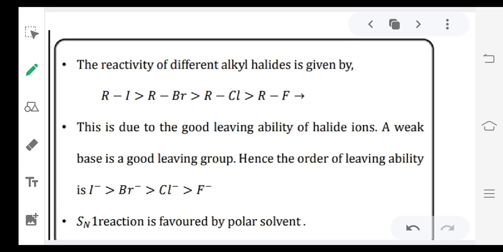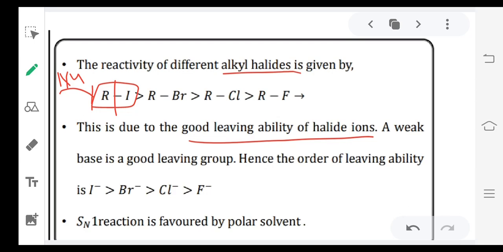Then the reactivity order of different alkyl halides: R is the same, with iodine, bromine, chlorine, fluorine. See, the R-I bond is a weak bond, that's why we can easily break this and add the nucleophile easily. So that's why RI is more reactive than RBr, RCl, RF. The given reason is the good leaving ability of halide ions. Bond breaking is easy, so it acts as a good leaving group.